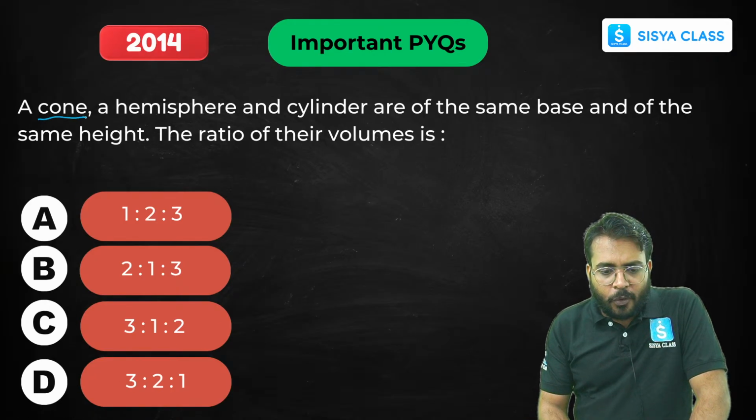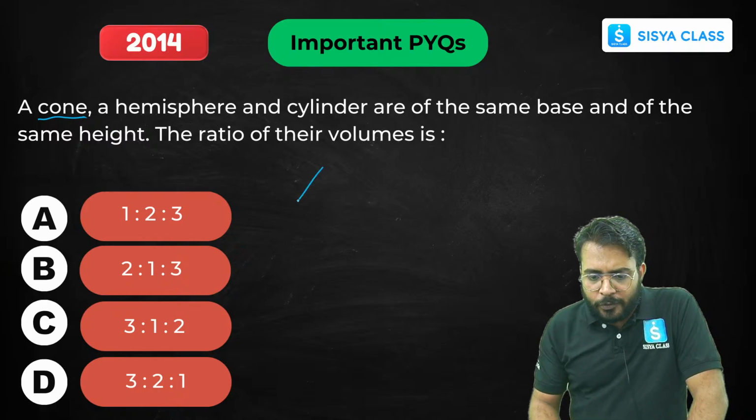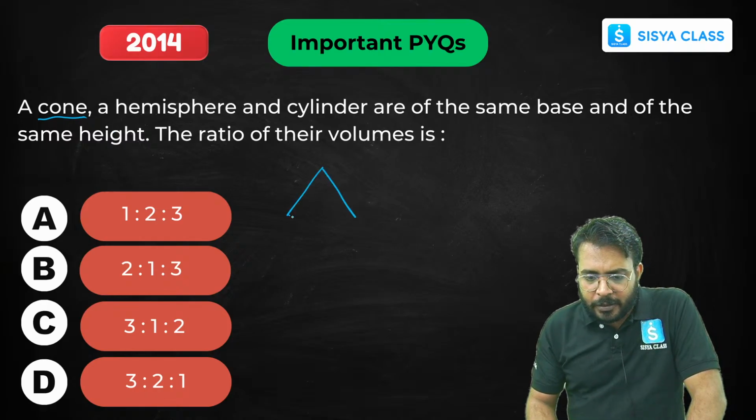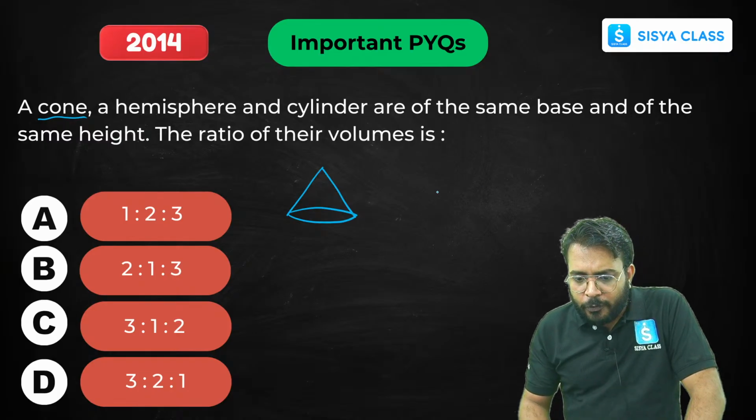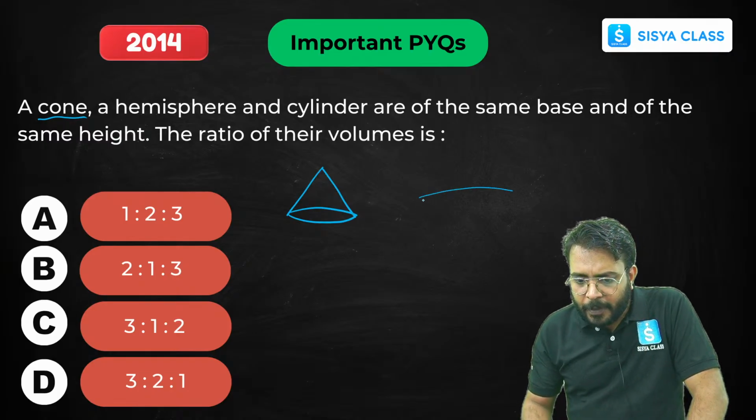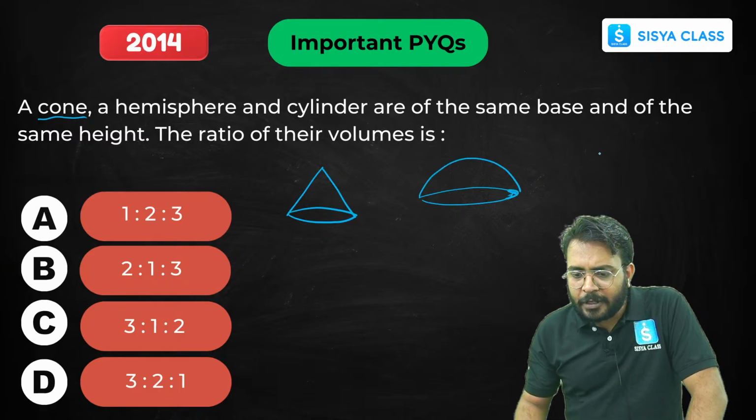We are having a cone. We are having a hemisphere. Having a hemisphere, like this. And we are having a cylinder like this.